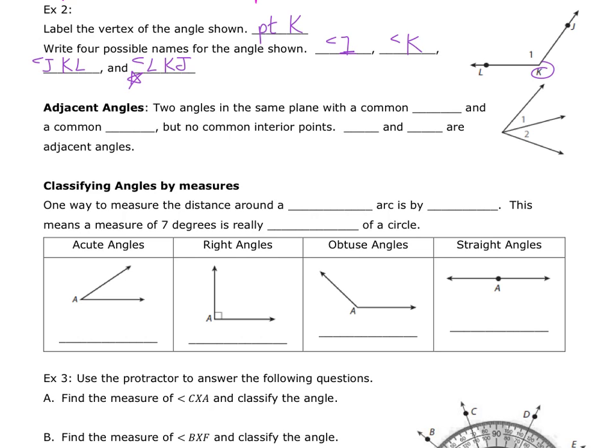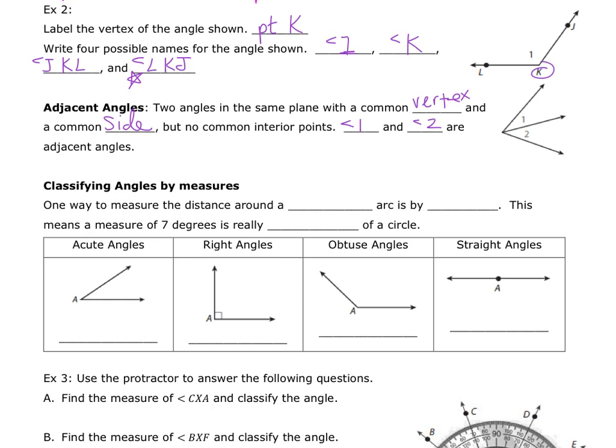All right, now we have adjacent angles. So 2 angles in the same plane that have a common vertex and a common side, but they do not have any common interior points. So in our picture over here on the right, we can see that angle 1 and angle 2 will be the 2 angles that are adjacent.